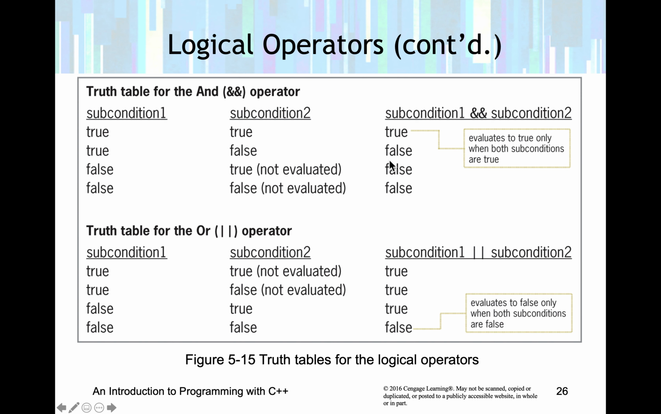So with an and, everything will be false, always, unless both conditions are true. Opposite with the or, everything is true unless both conditions are false. If both conditions are false, then you're going to get a false. It's going to return false.